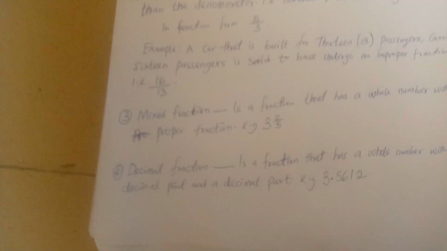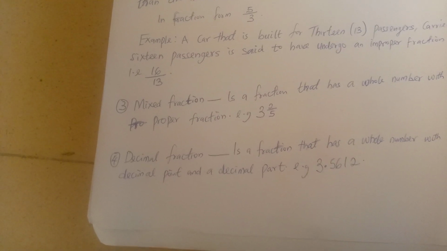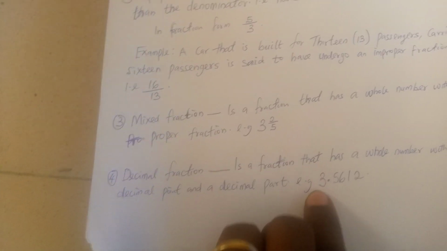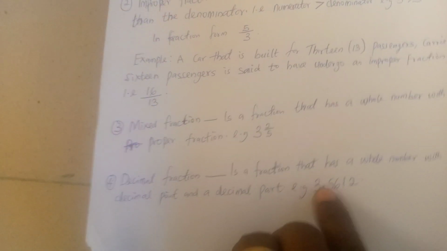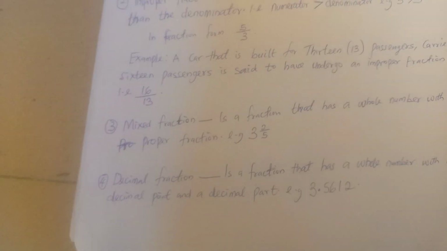Then decimal fraction. A decimal fraction is a fraction that has a whole number with a decimal point and a decimal part. You can see this 3 here is a whole number, then the point here is a decimal point. This other part is what is called the decimal part. I hope we are following.